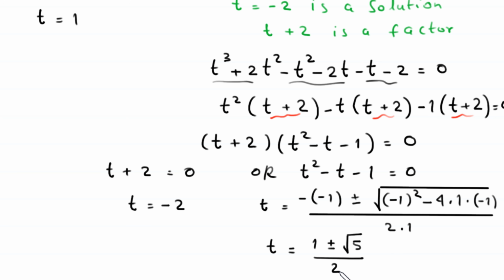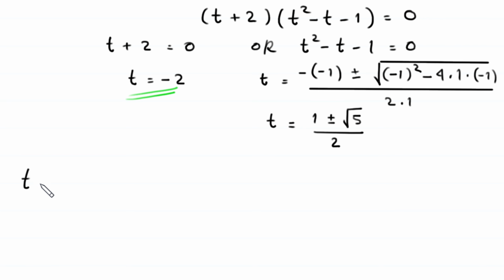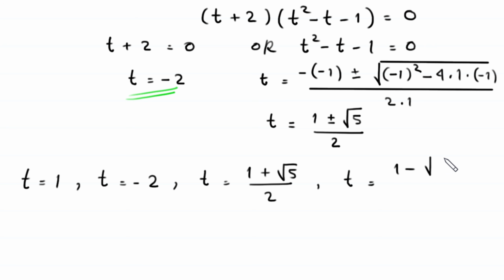We first found that t is equal to 1 and t is equal to negative 2, and from this we get t is equal to 1 plus root 5 divided by 2, and t is equal to 1 minus root 5 divided by 2.